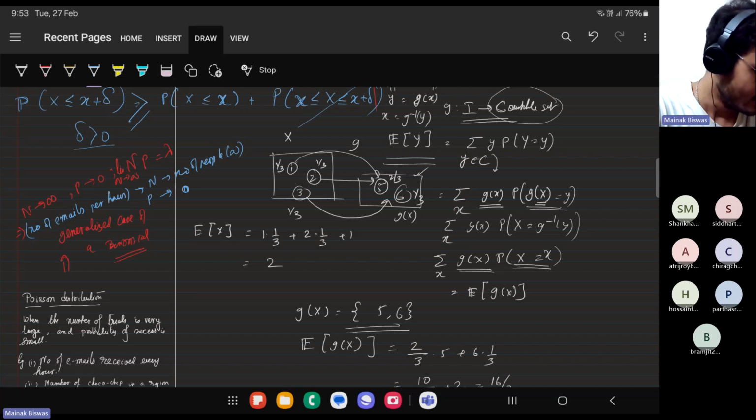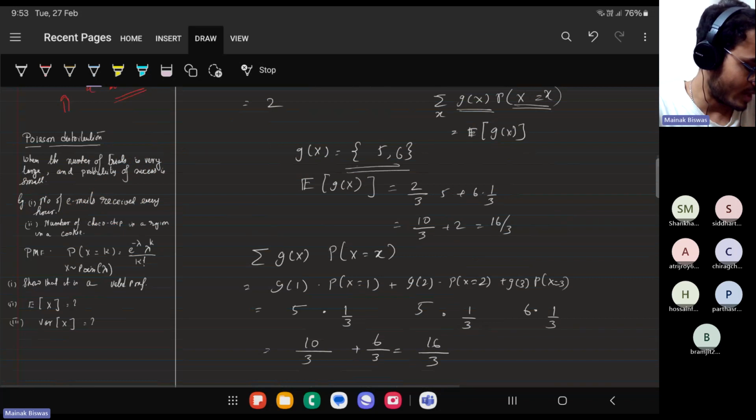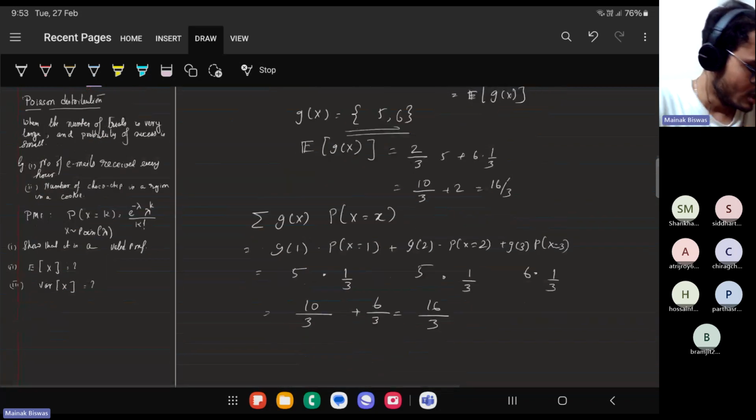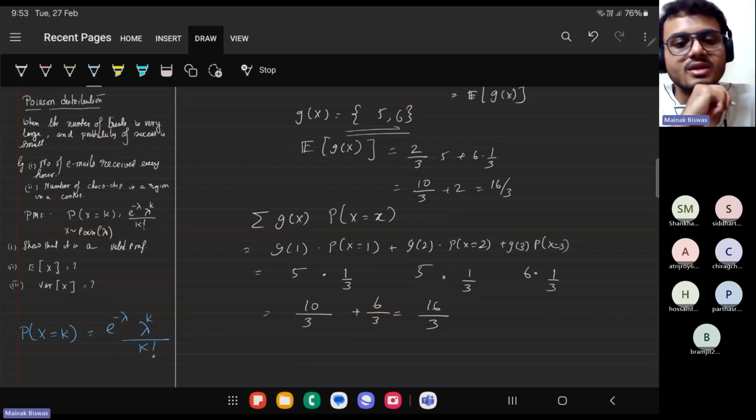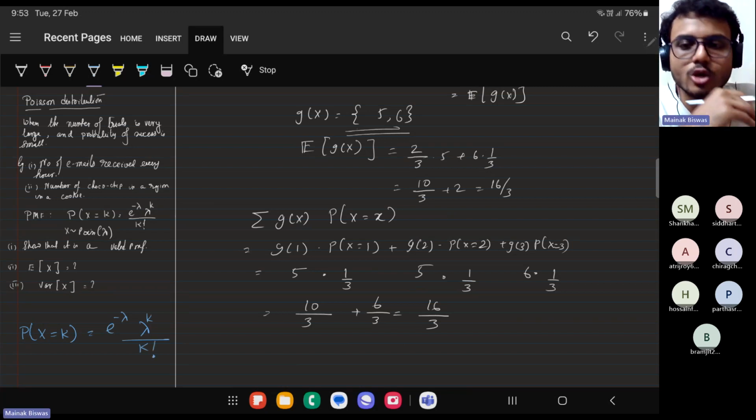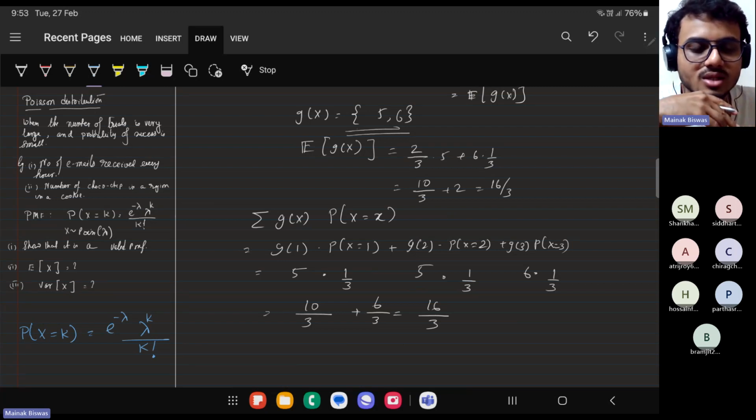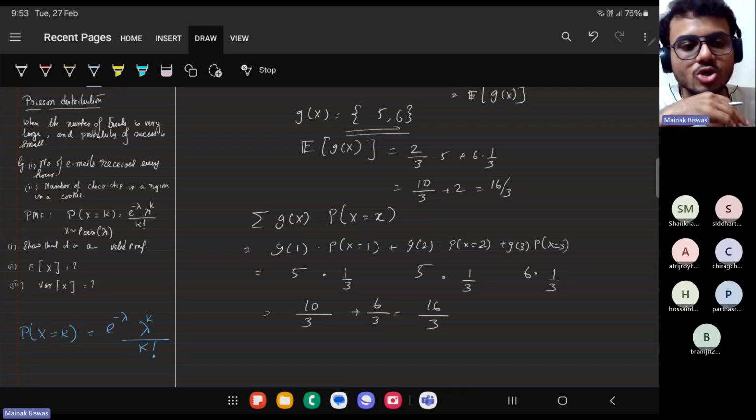I'll show you why. First, let us do a simple question and then we'll do. So the probability of x equal to k in this case is defined as e to the power minus lambda, lambda to the power k by k factorial. It is the definition, and I'll show you why this is the definition after I have solved these 3 problems given here, so that you get the feel of the distribution first.